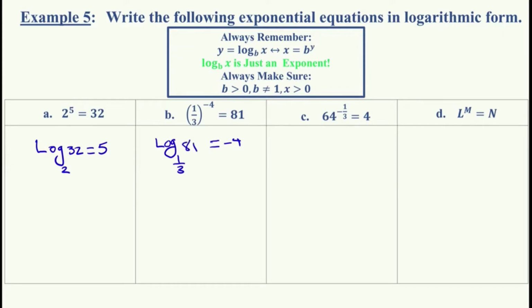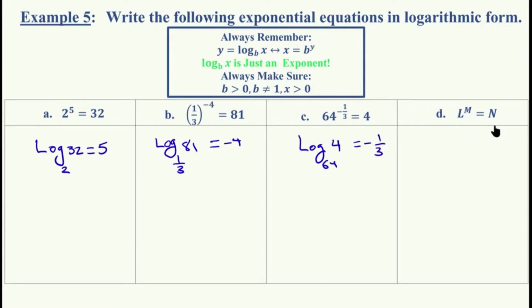All right. So for the next one, we have log, the base is 64, and the exponent is -1/3, so that's going to be the entire logarithm. And the power, which is 4, will be the argument.